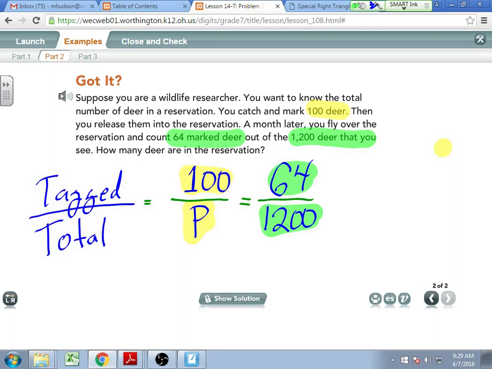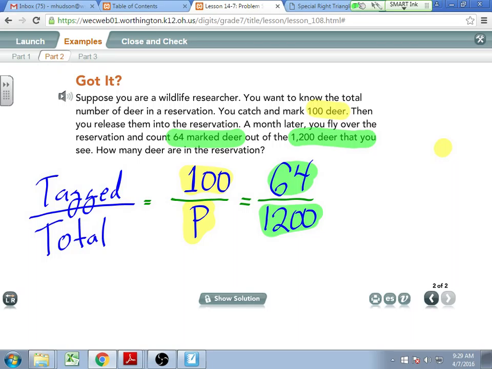Yeah. I set it up differently and I got the same answer. Did you have it switched around? I did 64 over 100 and then 1,200 over P. So you did part tagged out of total tagged, and then part we saw out of total population. That's fine. You just did not set up tagged over total. So you did part over whole for both of them.